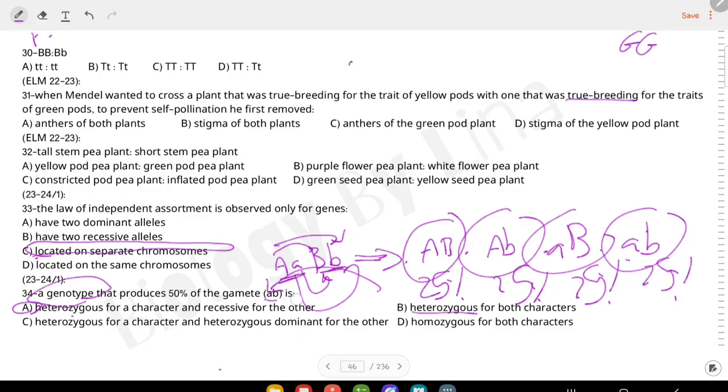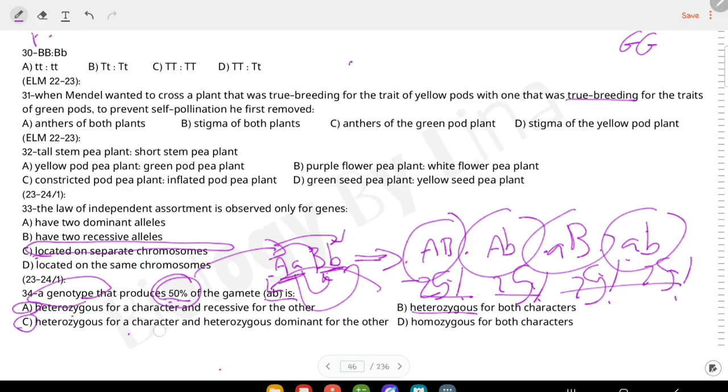So anytime the question asks about 50%, you never choose hetero for both, because it will produce 4 types of gametes, each one 25%. You should choose one which is hetero, homo. Now let's see the other one.